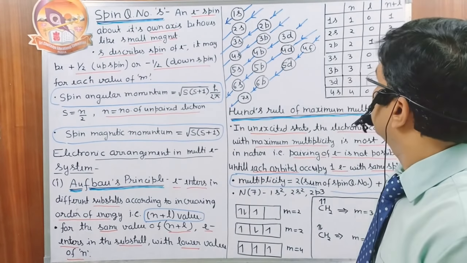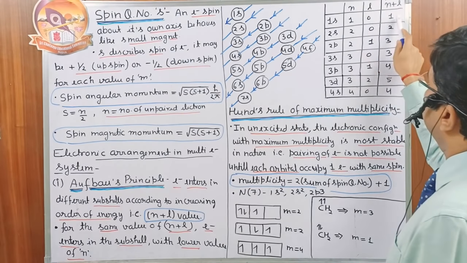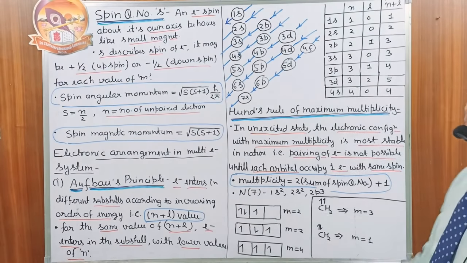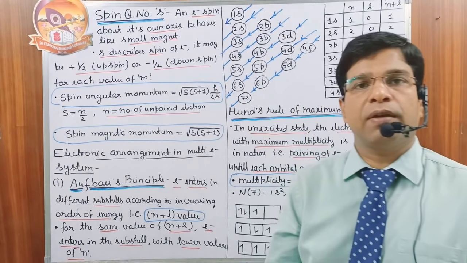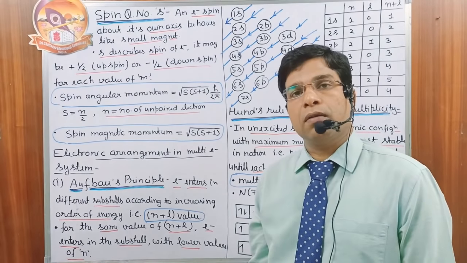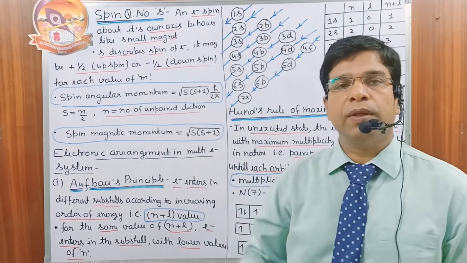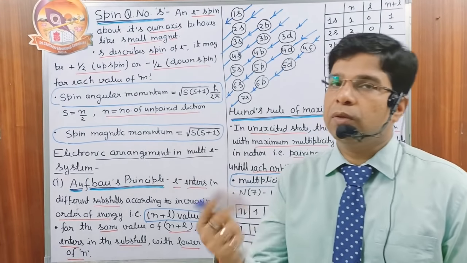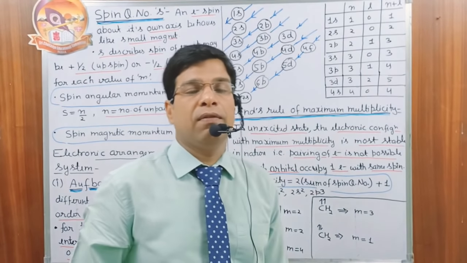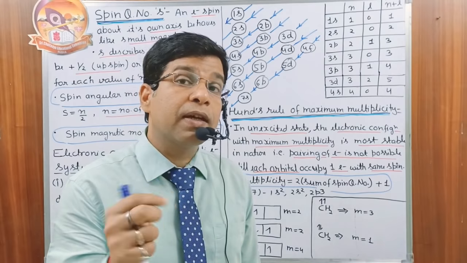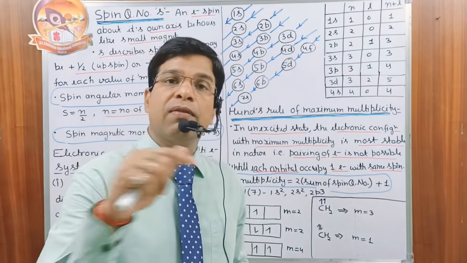Look, you see, for 1s the value of n is 1, the value of l is 0, so n plus l becomes 1. So the first electron enters 1s, and the electronic configuration becomes 1s1. The second electron can also enter that subshell because 1s has one orbital, and in one orbital we can have two electrons. So the second electron will also enter 1s. Now this is the case of helium where two electrons are there. The electronic configuration becomes 1s2.